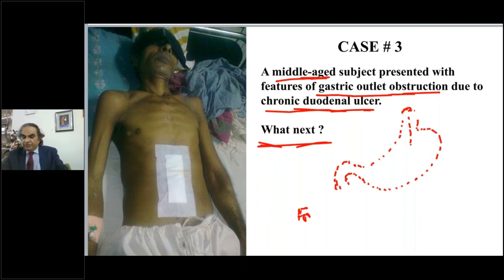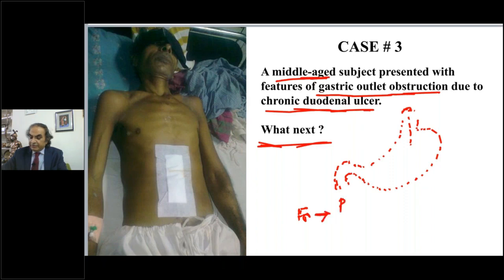What are the other features? Sir, dehydrated due to vomiting. You have not answered what I wanted to hear. One is the vomiting, you should be able to describe it. Projectile or non-projectile? Sir, projectile vomiting.